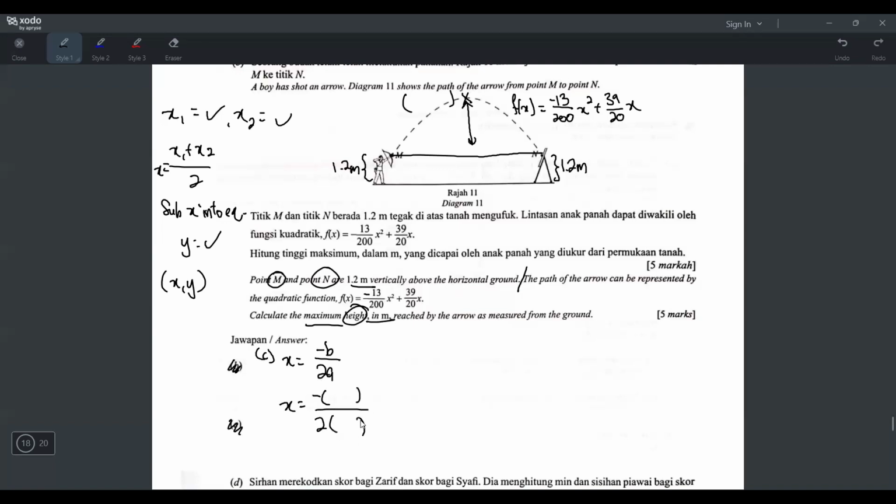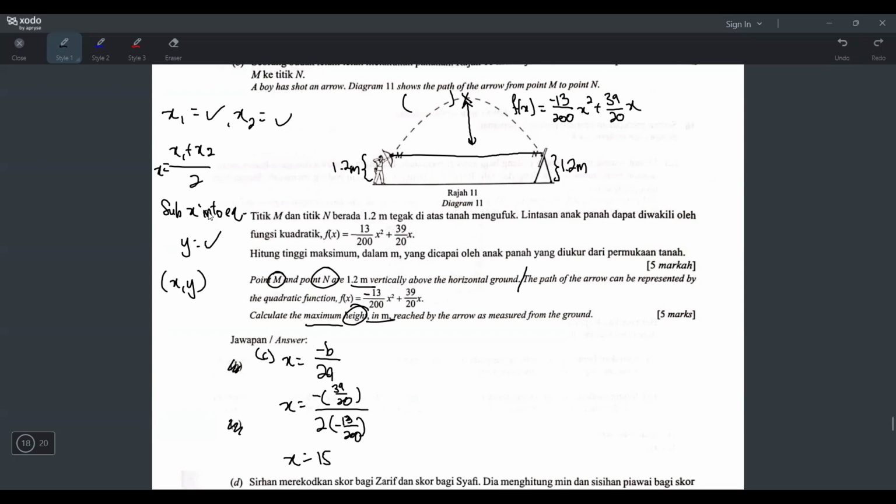So negative b over 2a, b is 39 over 20, just key it in. And then the a is negative 13 over 200, like this, right? Okay, so if you press all these, you will get positive or negative? You will get positive. Okay, so you get positive 15. Just key everything into the calculator. Okay, after you do it up to here, wait, let me double check with my calculator. Negative answer, and then 39 over 20 divided. Okay, so yeah, I got 15, correct.